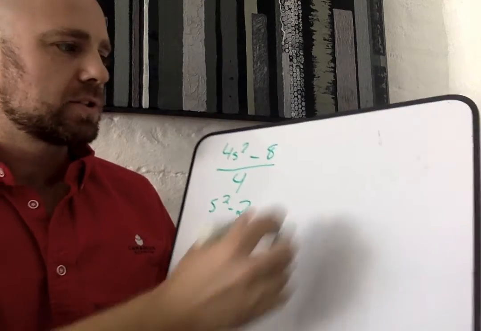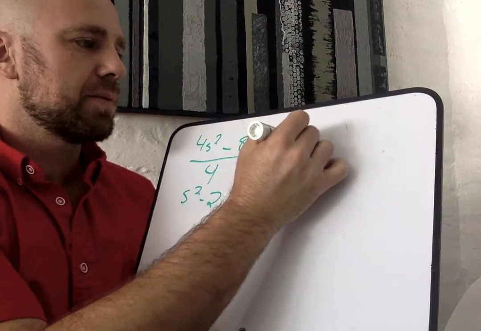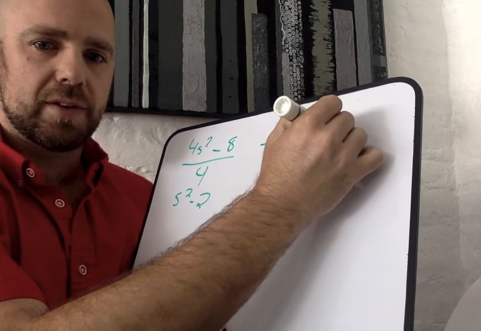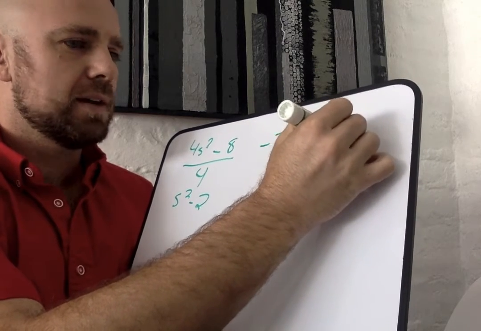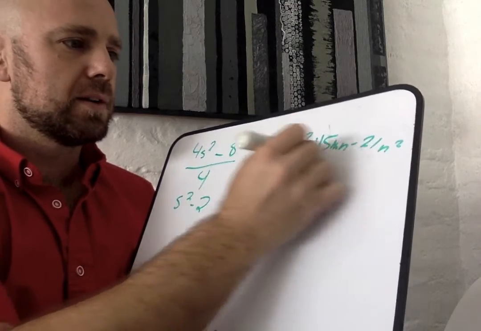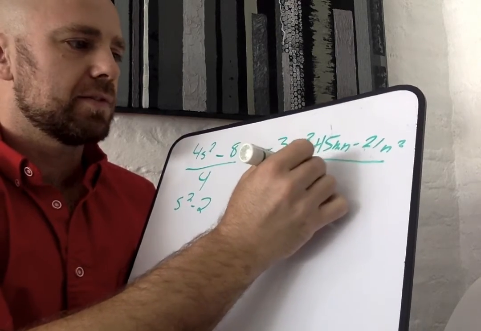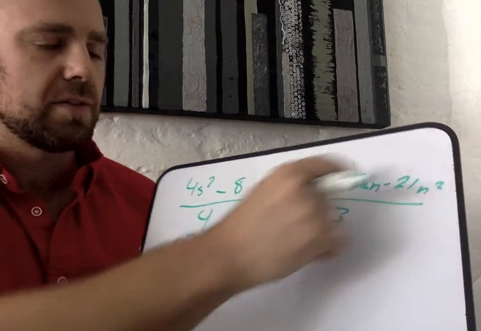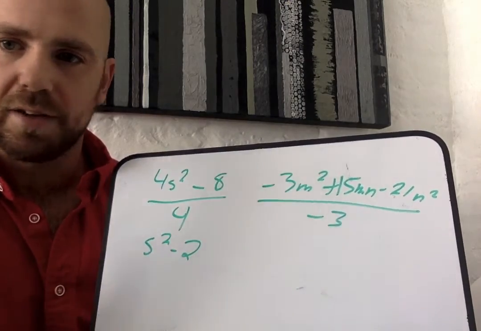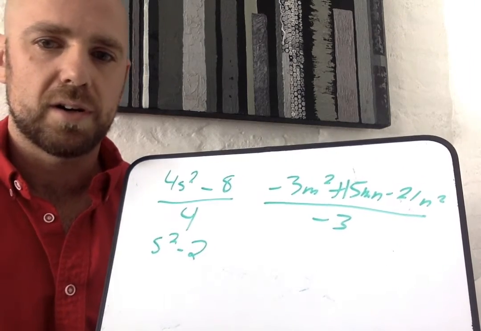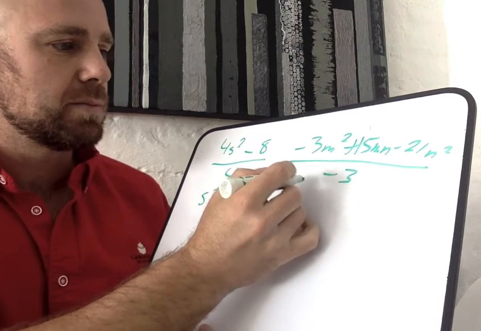Okay. Let's try another one. So we've got negative 3m squared plus 15mn minus 21n squared, all divided by negative 3. Okay. So once again, this negative 3 goes into each of these numerical coefficients. It doesn't affect the variable, and it does not affect our degrees, okay, or our exponents.